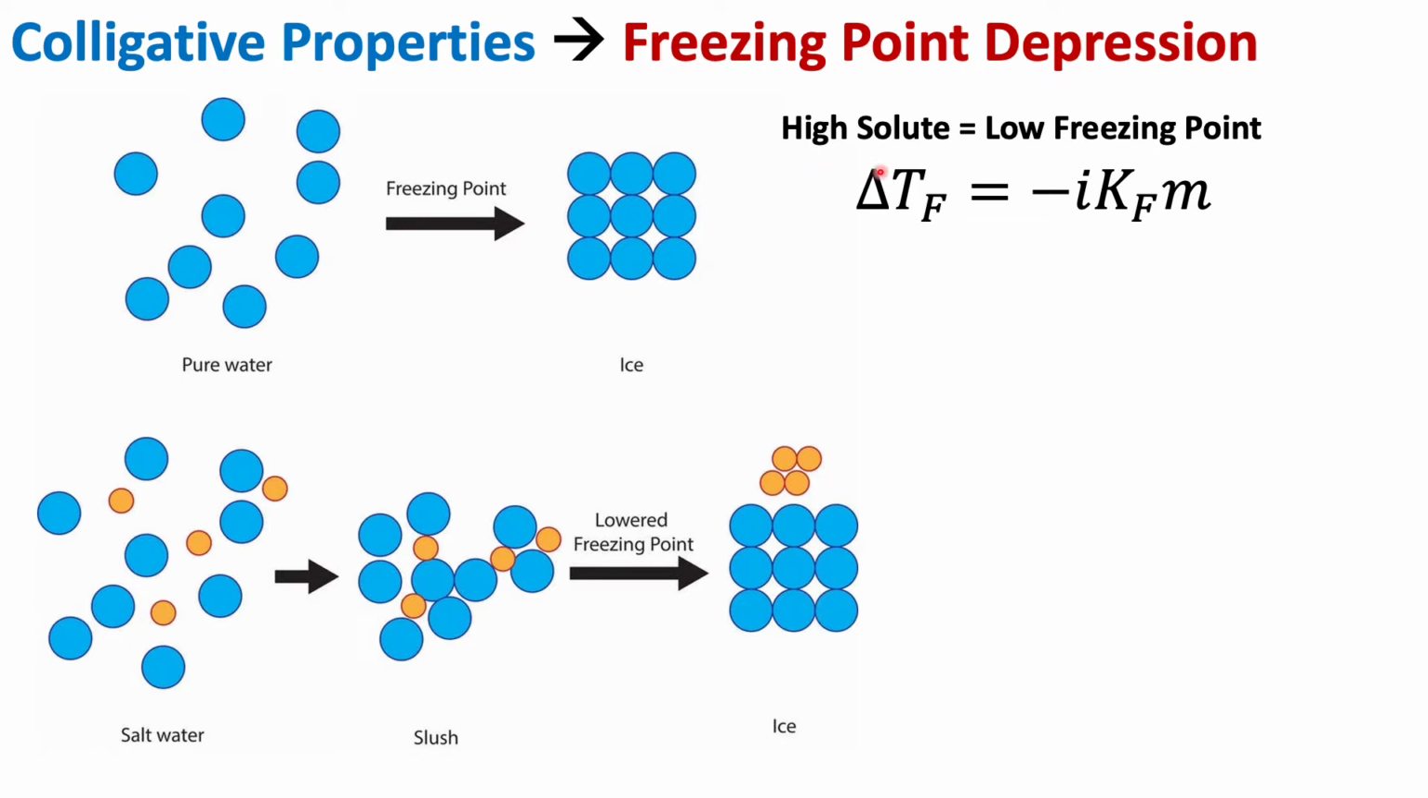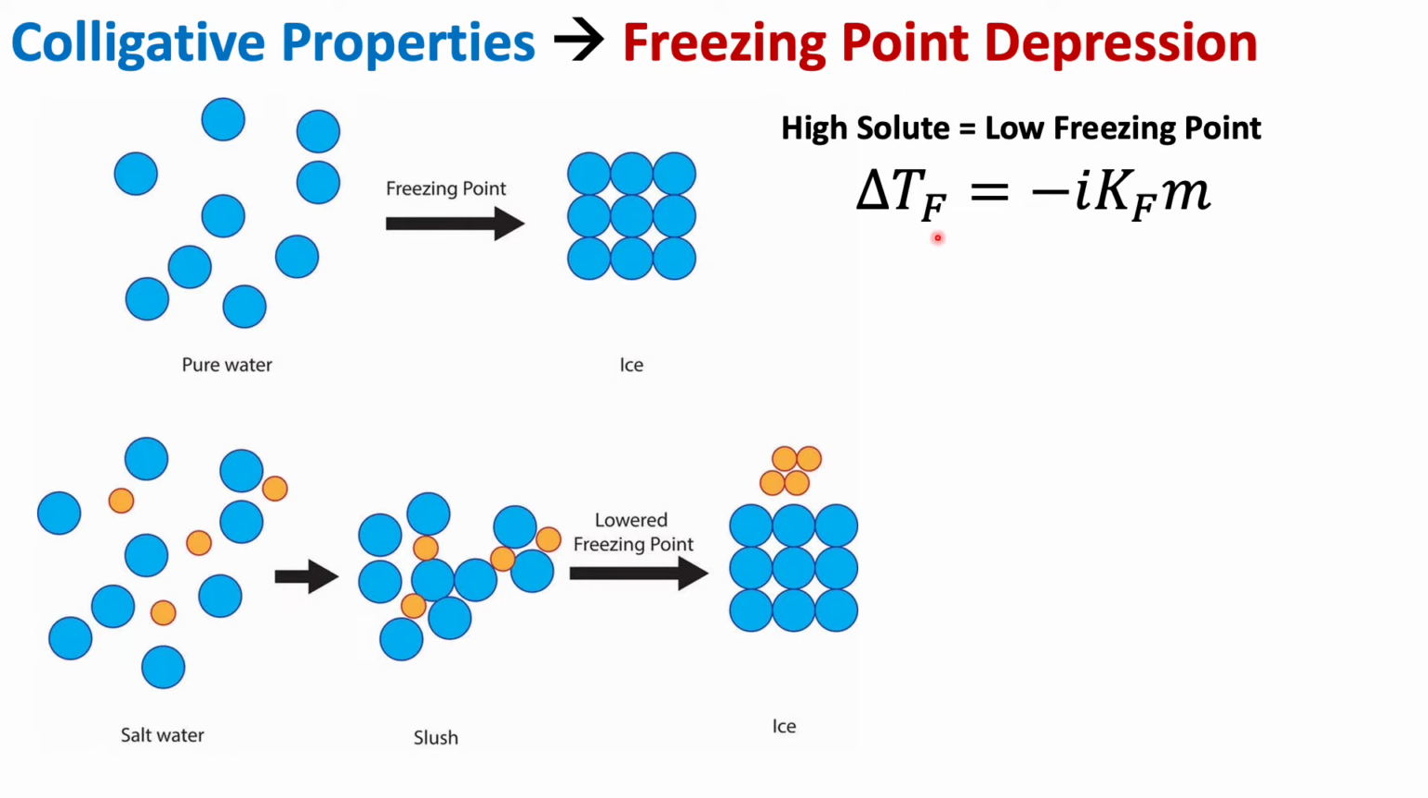So essentially, if you have a higher solute concentration, the more solute you have, the more disturbance you're going to have in between your solvent molecules, and it's going to require a lower freezing point. So it's going to get colder and colder to try and freeze your solvent because those solutes are inhibiting that bonding between the solvents. So this is the equation that represents the freezing point depression.